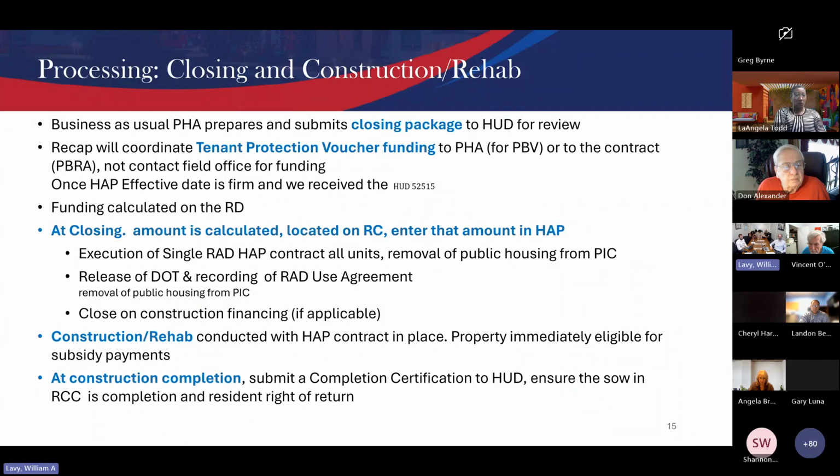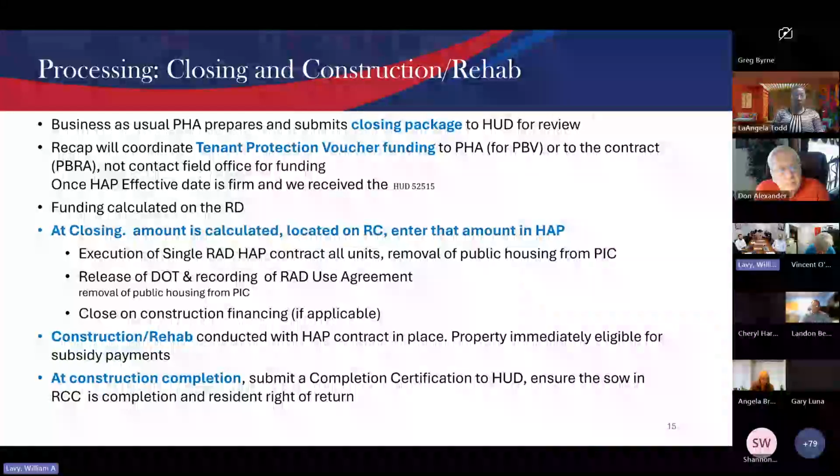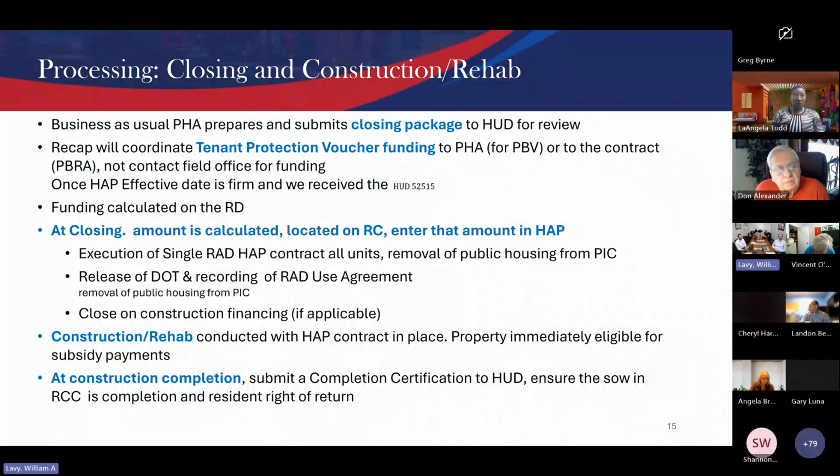So for closing, it's just business as usual. You're assigned a closing coordinator, field counsel. The closer will introduce themselves and talk through what closing looks like for the housing authority. You'll submit your closing package for review. And once the deal has firmed up a little bit and we understand when closing is established and we have an idea of what the HAP effective date is, the closing coordinator will enter that information in the resource desk for you. Based on that HAP effective date, the resource desk will calculate what your TPV funding would be, and then they'll take the initiative to request funding on your behalf. So no need to be in touch with the field office. The closing coordinator will handle that next step for you.